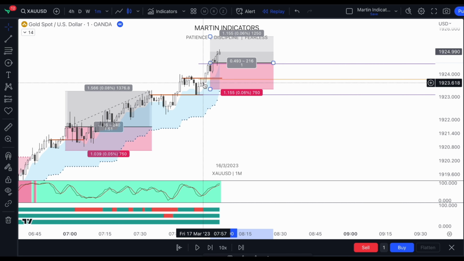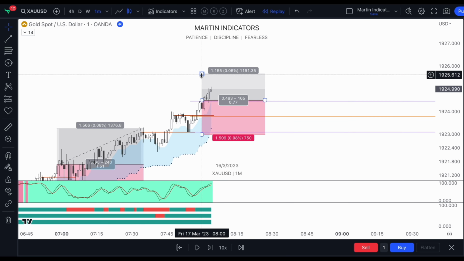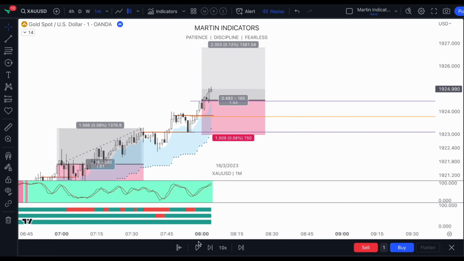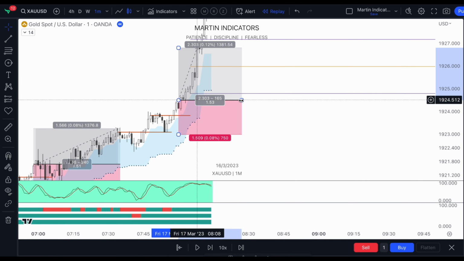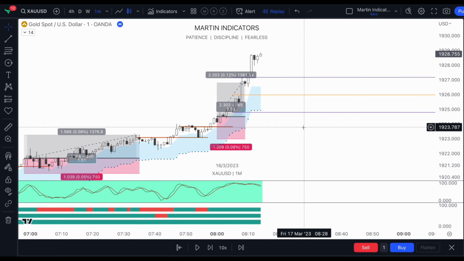Stop loss. We don't have any consolidation in between, so we take the previous swing low, which is this. From there, 1.5 risk reward. Let's see. Boom, target hit. Simple and powerful trading strategy.